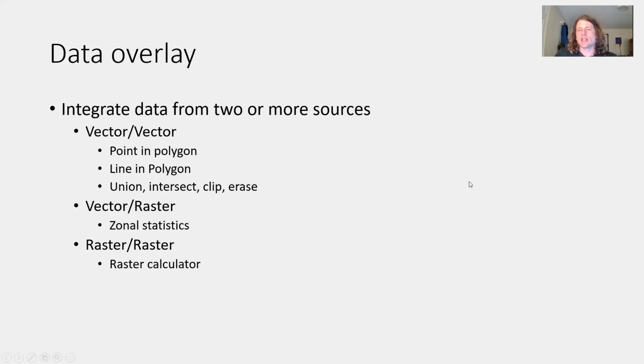Now we've also got a variety of overlay methods. For instance, if we want to integrate data from multiple sources, we can do vector-to-vector overlay, whether that's point in polygon, line in polygon, or polygon-to-polygon overlays. We can do vector-to-raster, which you worked with in Lab 2, so I'm not going to go into too much detail, but that's like the zonal statistics tool. And then we can do raster-to-raster overlay, which would be the raster calculator, which I will talk about in a later lecture. I don't want to give too much information all at once, so I'm just going to focus on the vector-to-vector overlays today because that's mainly what we're going to be doing in Lab 3.